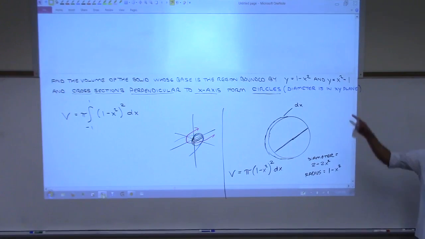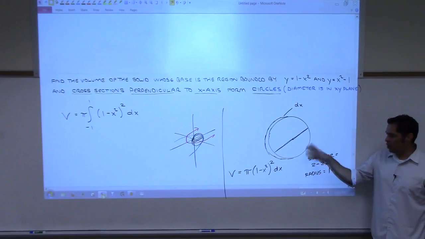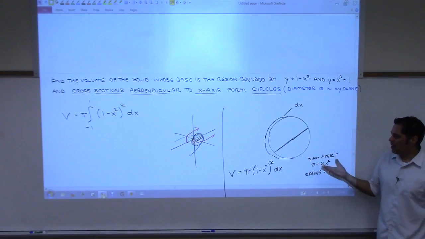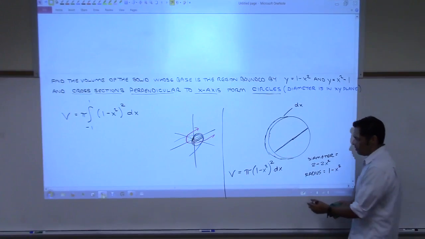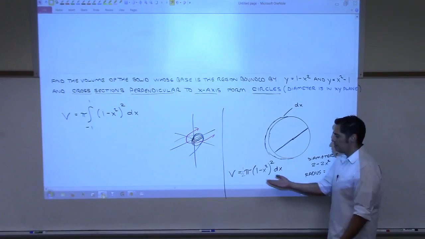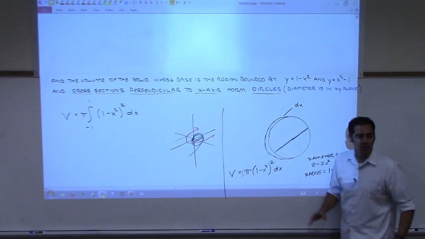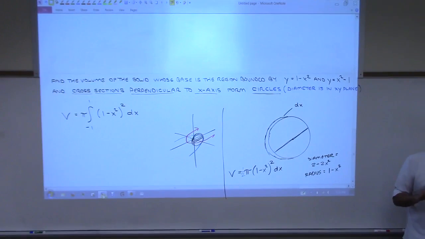What if we did semicircles instead? Just half of this answer, right? You could just do this whole thing again and just put a half anywhere you want. You could just throw the half right in here, right? Because that's the volume of the full cylinder. You want half of that, so you just put a half. So there's not a big difference in the formulas from circles to semicircles.